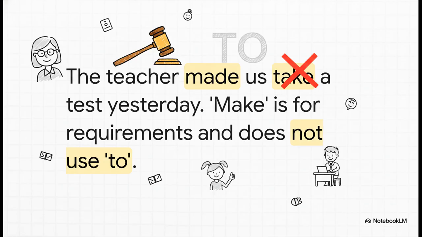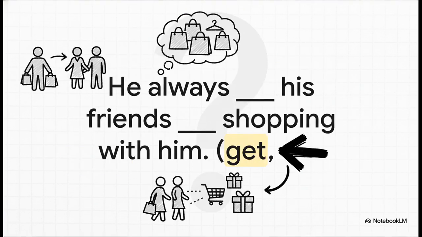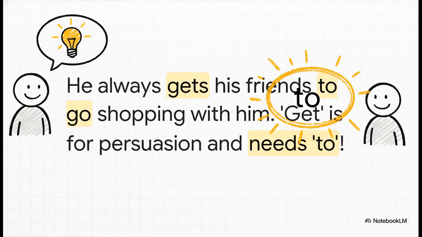Right. A teacher isn't really asking, they're requiring it. So we use the force verb, make. And remember that rule, no to after it. Okay, how about this one? He always blank his friends blank shopping with him. Your verbs are get and go. Think about it. Is he forcing his friends? Probably not. So what's the better fit here? You got it. He persuades them. So the answer is, he always gets his friends to go shopping with him. We use gets because he's convincing them, and that means we absolutely need that little word to before go.